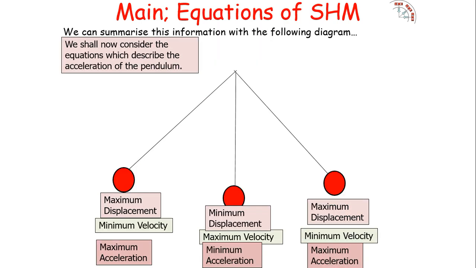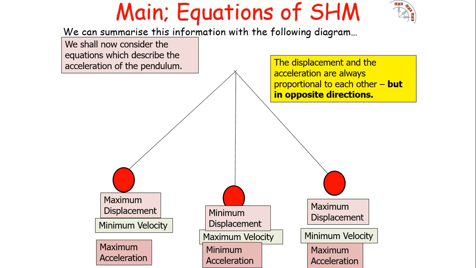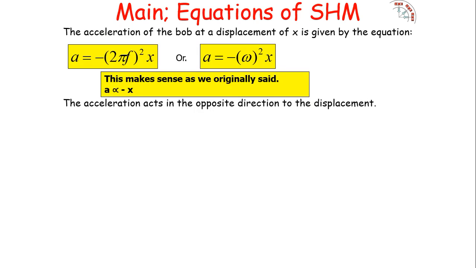So what do we know now? When we've got maximum displacement, we have minimum velocity but maximum acceleration, and then when we have a minimum displacement, we have a maximum velocity but a minimum acceleration. So the displacement and acceleration are always proportional to each other but in opposite directions, and the velocity of the oscillator is always opposite compared to the displacement and acceleration of the oscillator.